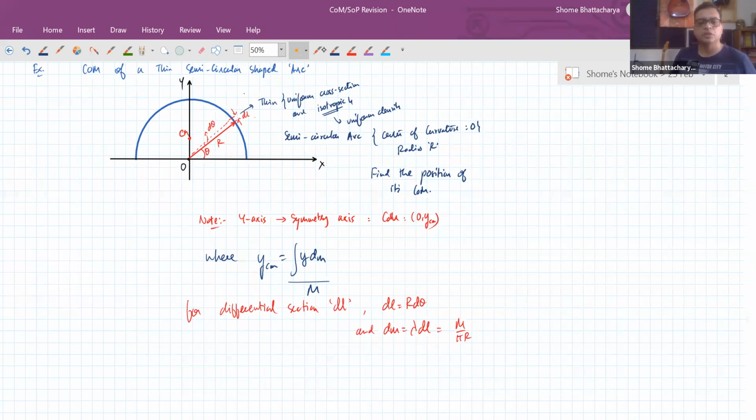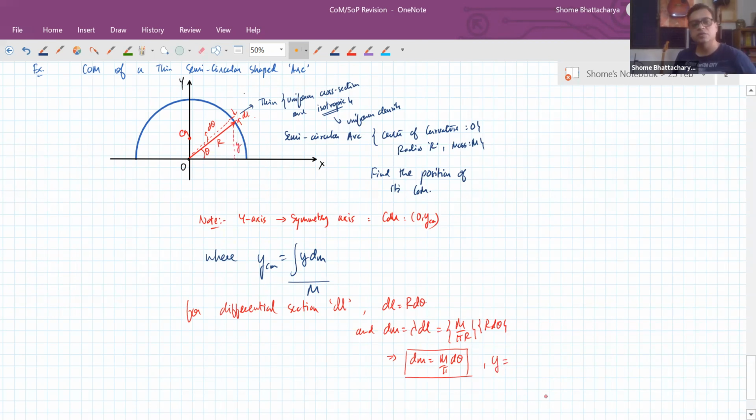So this thin uniform arc has a radius r and a mass m. So m divided by pi r is the linear mass density, or lambda, and dl is r d theta. So the mass of that small length element becomes m upon pi d theta. Now we can see that the y coordinate for that element is nothing but this vertical height here, that's the y coordinate.